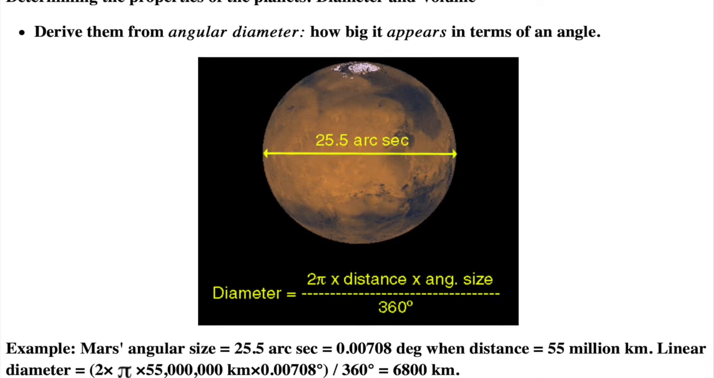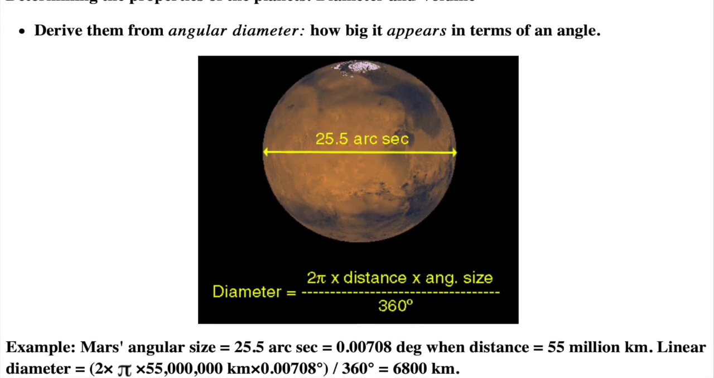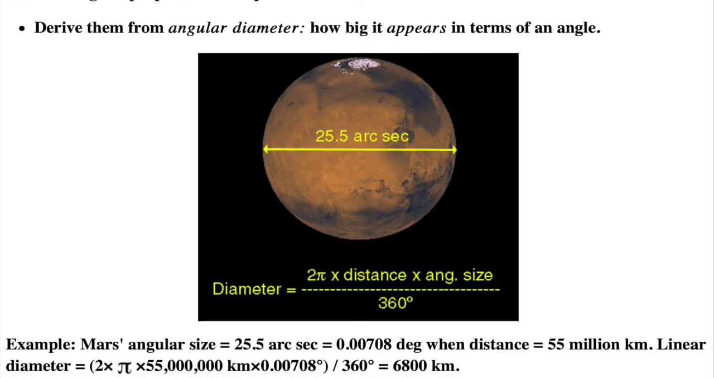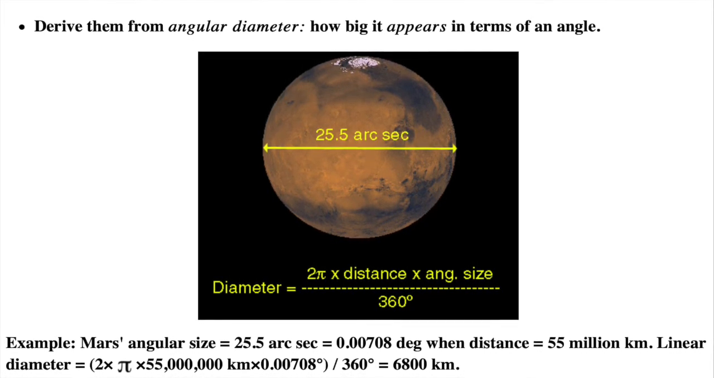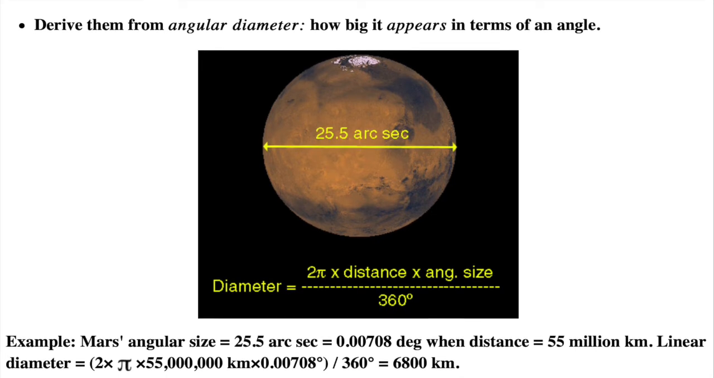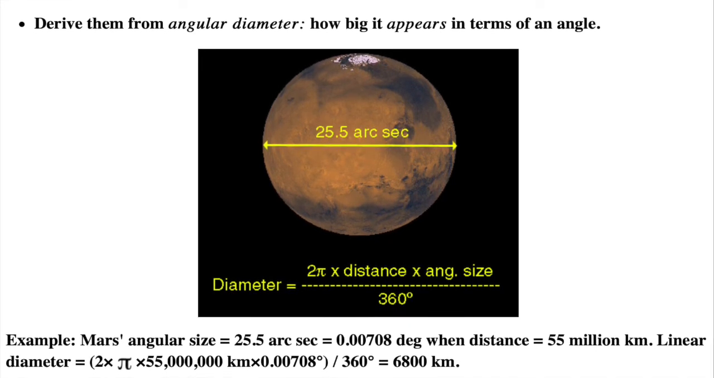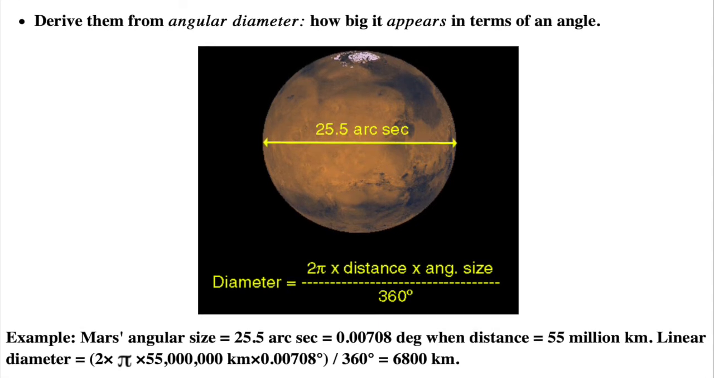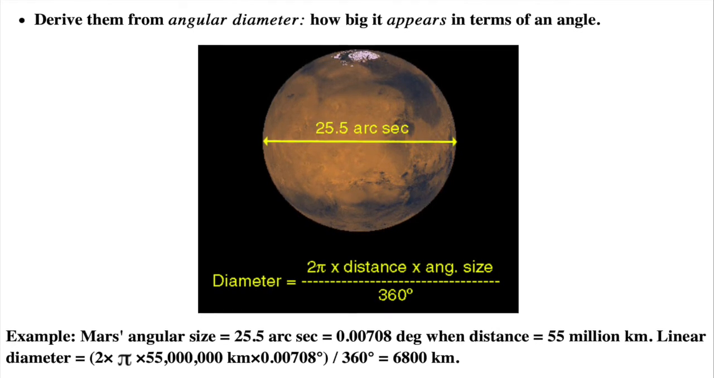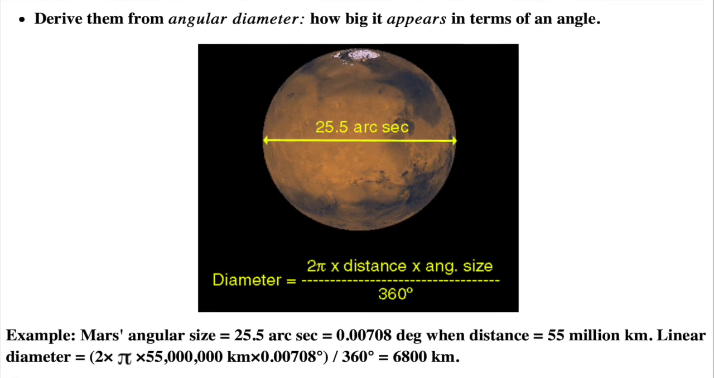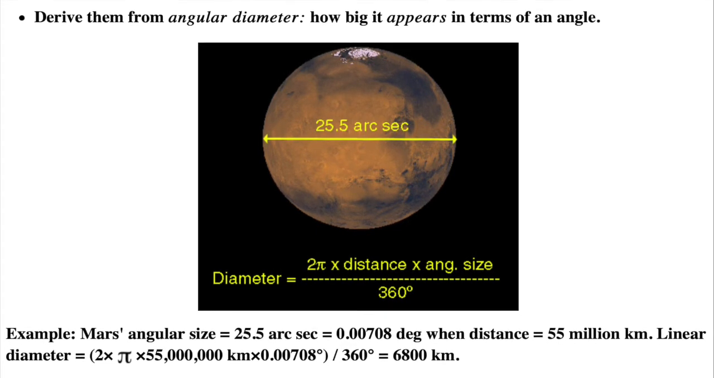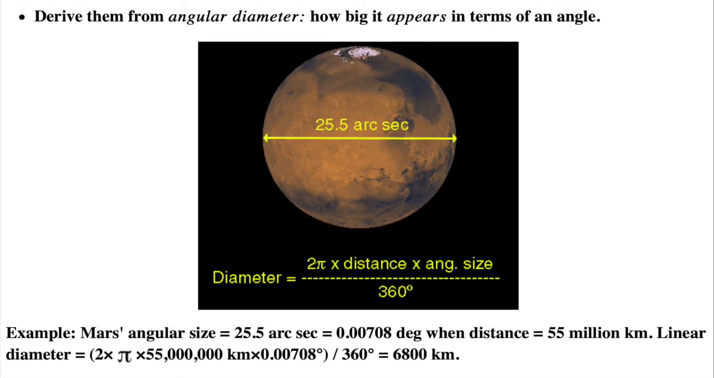It is just 25.5 arcseconds across, but with a telescope under high magnification and steady air, you can see a bit of details on the surface. The angular size in degrees is just 0.00708 degrees when the distance is 55 million kilometers from Earth. Plugging the numbers into the formula, you find that Mars is 6,800 kilometers in diameter, which is about half Earth's diameter. This technique works if the planet is close enough for us to see a disk instead of just a pinpoint.